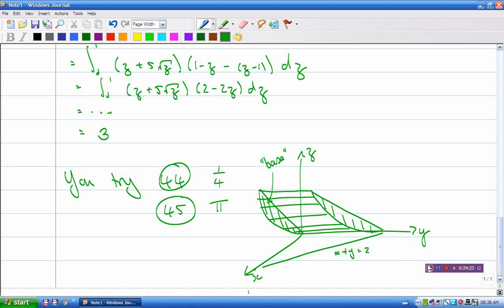Okay, and then 45. The tricky thing in 45 is they don't give you the density, they just give you a description of the density. They say that the density is proportional to the square of the distance from the origin. So given a point xyz, its distance from the origin is the square root of x squared plus y squared plus z squared. So your density, which I'm going to call delta, is proportional to, but they give you the constant of proportionality, pi, times the square of that distance. So that's your density.